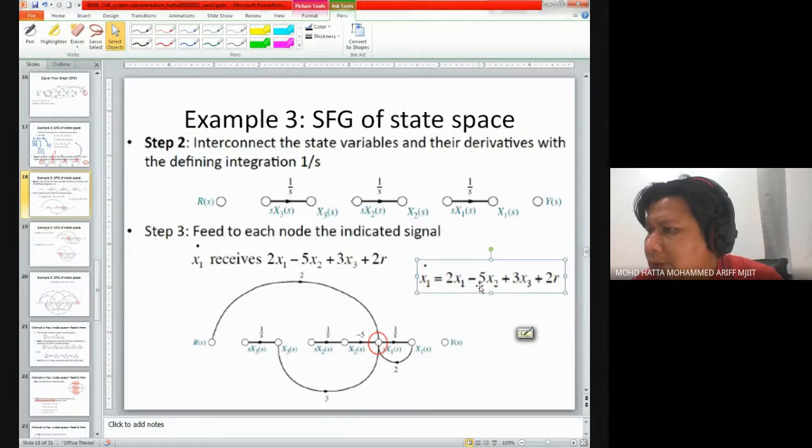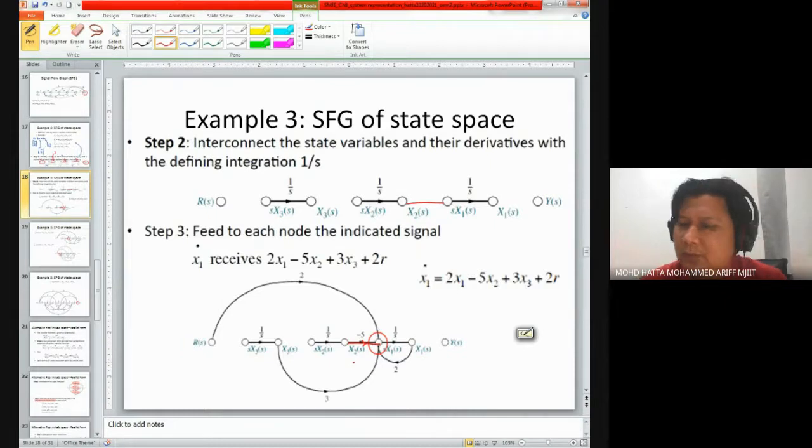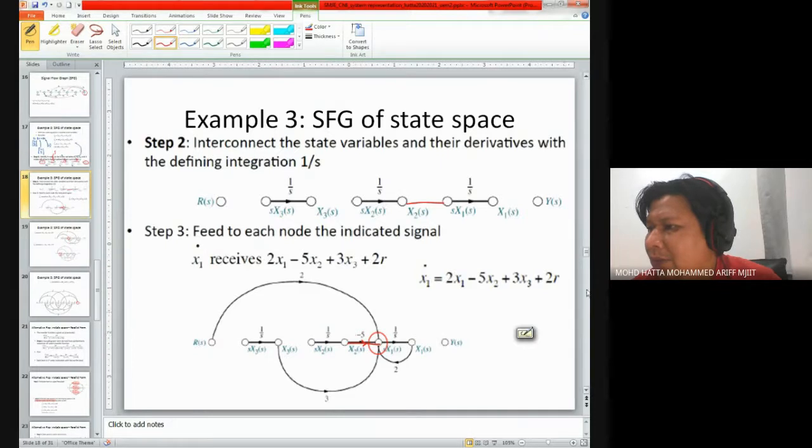And the second one is negative 5x2. So where is our x2? x2 is over here. If you look at the original drawing, x2 is here, x1 is next to x1 dot, which is next to x2. So just draw a line over here, and this is the line that I mentioned. Now put an arrow towards x1 dot and label it as negative 5.